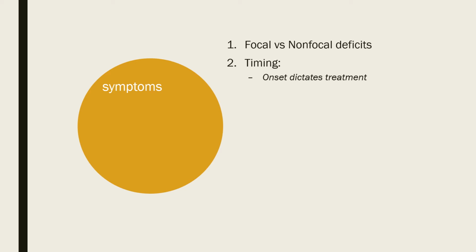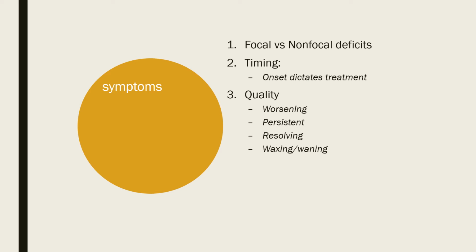Timing. You really have to know the last time the patient was normal. For instance, a patient wakes up at 6 a.m. with a deficit. They went to bed at 10 p.m., so the onset time is considered 10 p.m. This is important because it determines if they are a TPA candidate and how quickly you need to work them up.